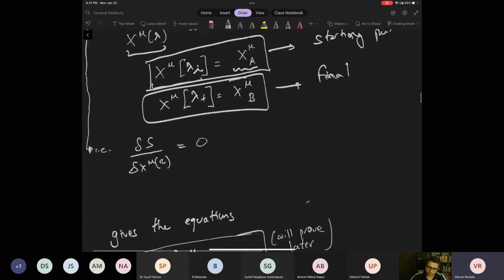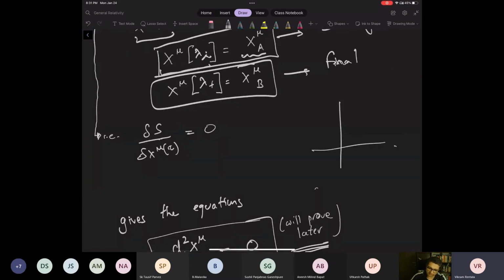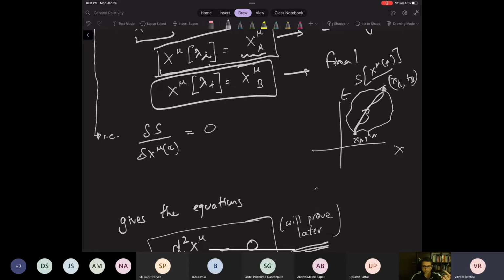In other words, I have x and t axes. This is a spacetime point x_A, t_A. This is spacetime point x_B, t_B. I can draw many possible trajectories to get from A to B, and I want to know which of these trajectories the particle will take. The answer is that for each trajectory, I calculate an action. Each trajectory is parameterized by x mu of lambda, and I can calculate an action for it. So each trajectory is associated with a number, and that number is this action.